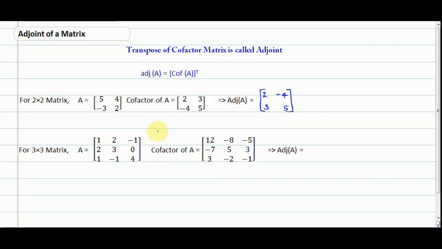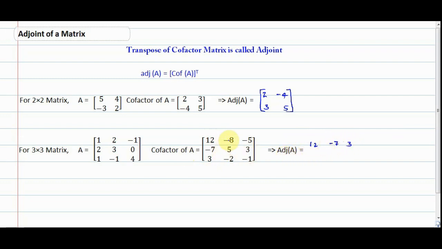Okay. Now suppose we have a 3 by 3 matrix like this, A equal to this one. Then the cofactor of A is this matrix. So the adjoint of A will be equal to the transpose of this cofactor matrix. Here the first row will have elements corresponding to the first column of the cofactor matrix. So 12, minus 7, 3. That will be the first row.